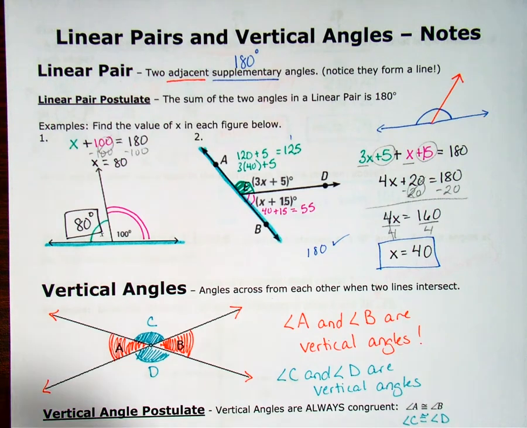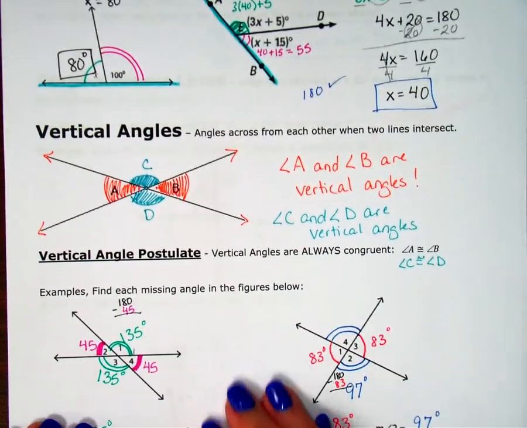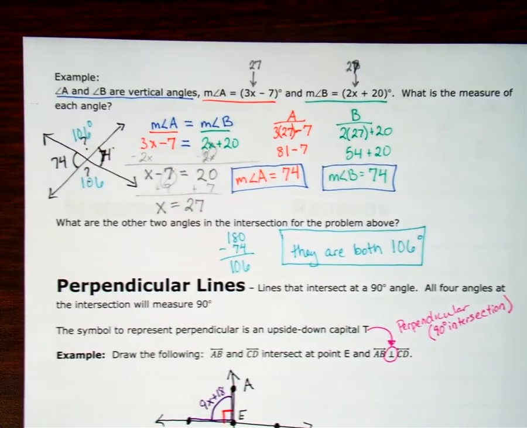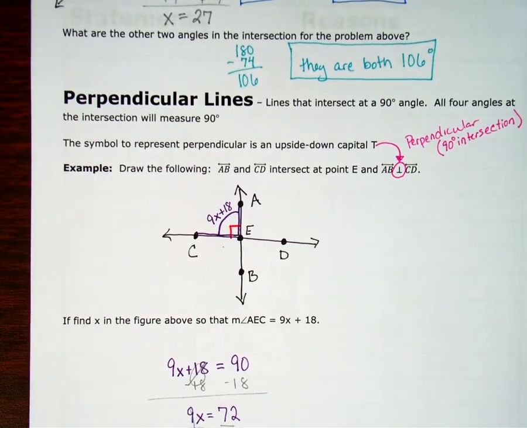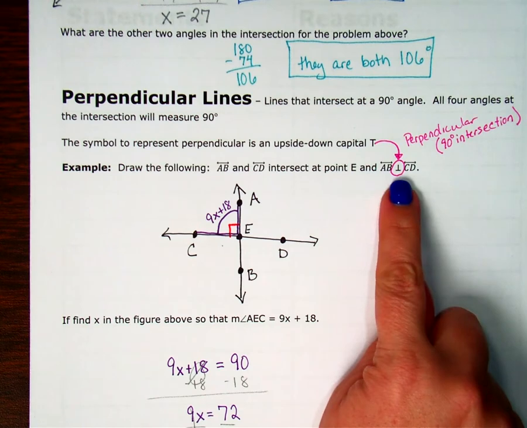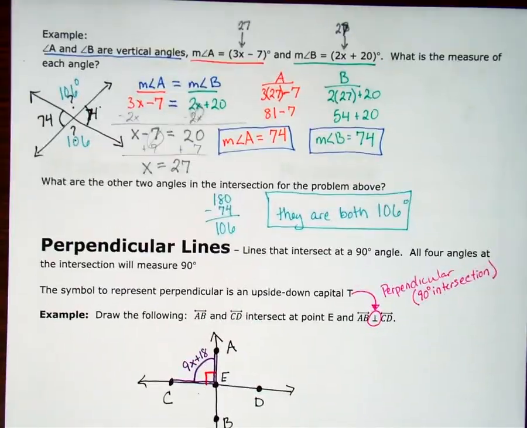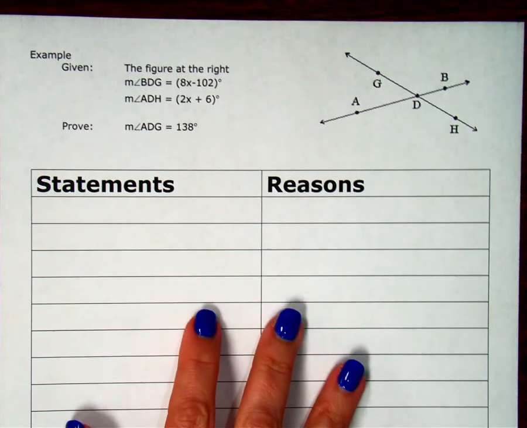Welcome back. So in the first video, we looked at linear pairs and vertical angles. And then we looked at how we can apply some algebra to working with them. And then we recalled what it means to be perpendicular, and we learned the symbol that we're going to use in geometry to represent perpendicular, the little upside down T. Let's see how we can apply some of what we've learned in these lessons to a proof.